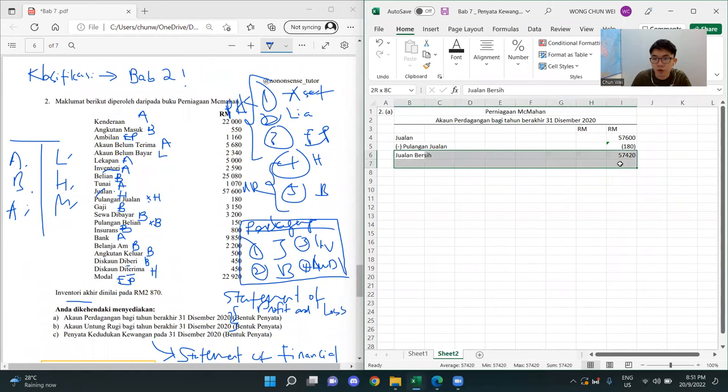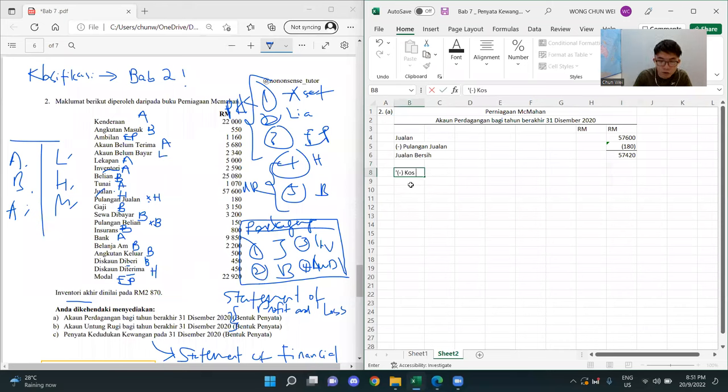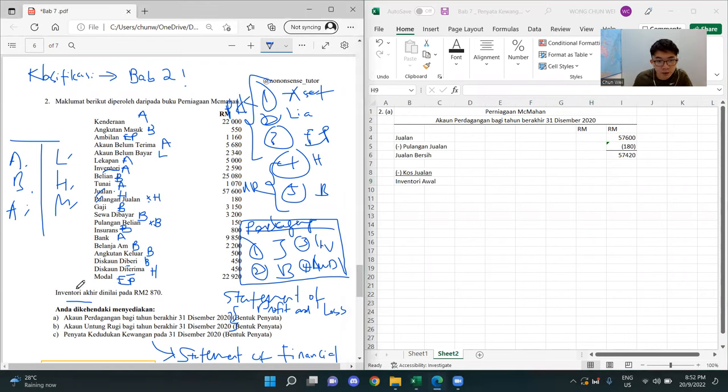Okay, then you get your jualan bersih. Lepas tu, you minus your cost jualan. So your cost jualan, you got the first thing. Always remember, the format is like that. Sudah fix. Inventory awal dulu. So what is your inventory awal? Your inventory awal is always in this table. You don't take from here, you take from here. Your inventory, you see the word inventory? Maksud, this is actually your inventory awal.